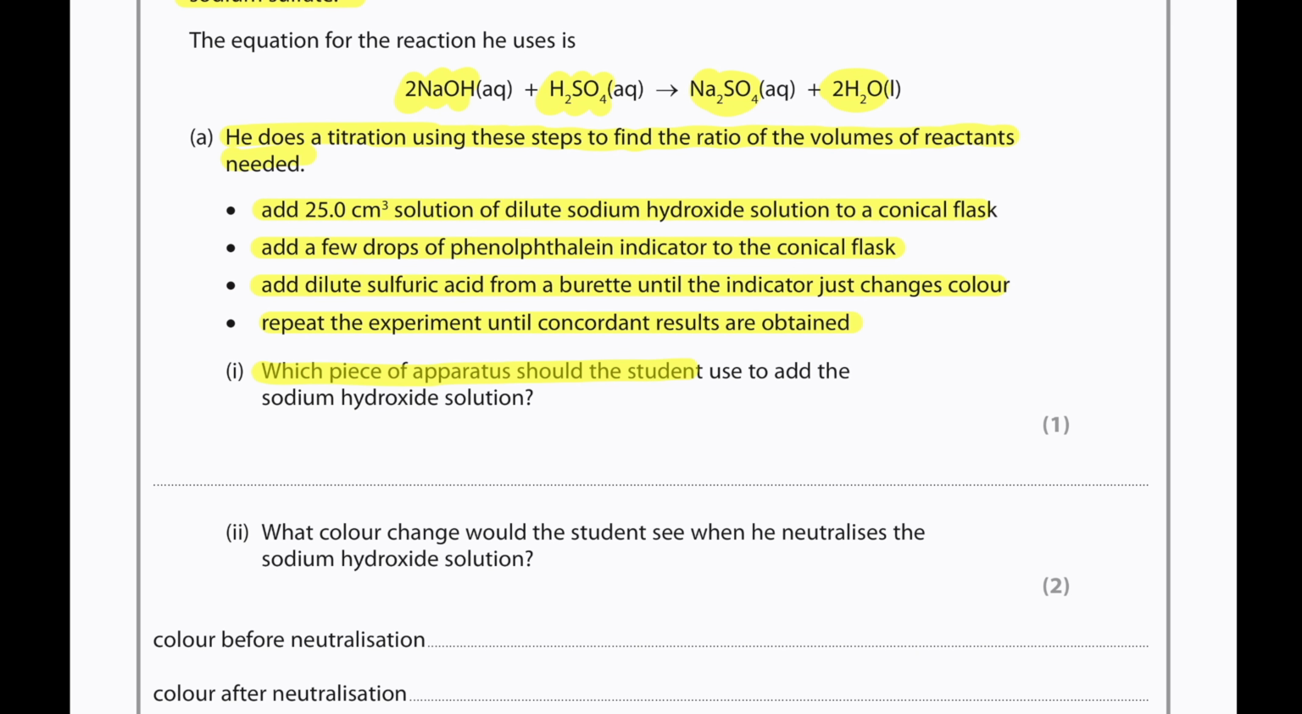Which piece of apparatus should the student use to add the sodium hydroxide solution? Because the student is using a fixed volume of sodium hydroxide and it needs to be measured accurately, the student can use a pipette.